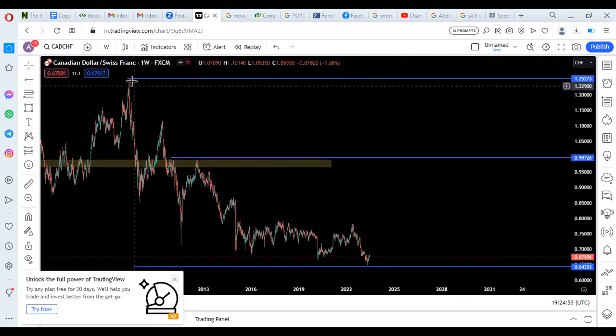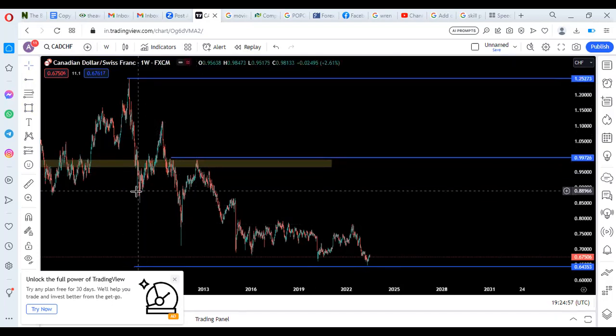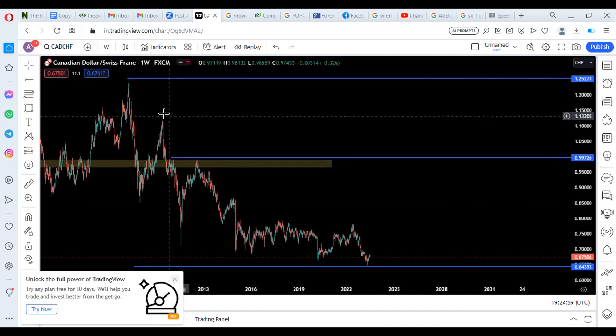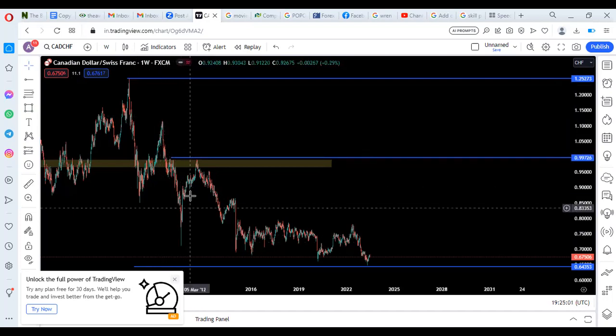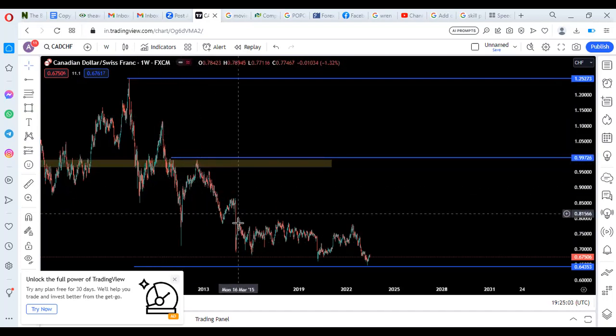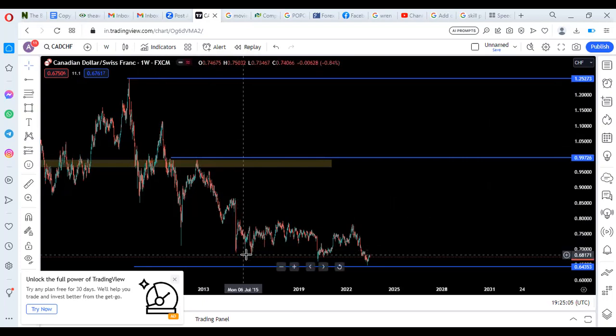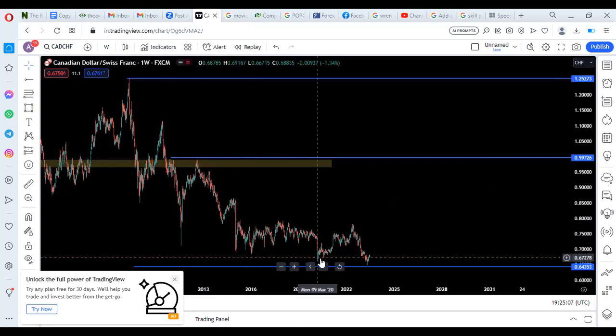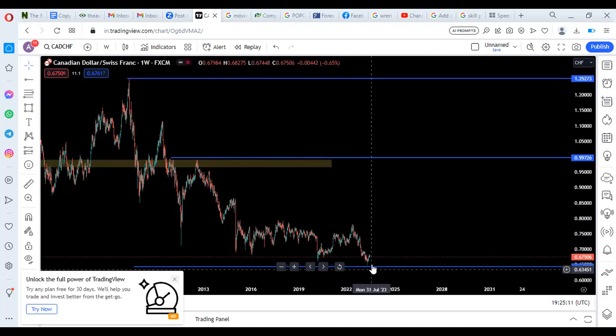My market structure tells me that this is a high, this is a low, this is another high, this is another low, this is another high, and this is another lower low. Another lower low, and the market is making a series of lower lows. So where am I in the market presently? This is where I'm high.